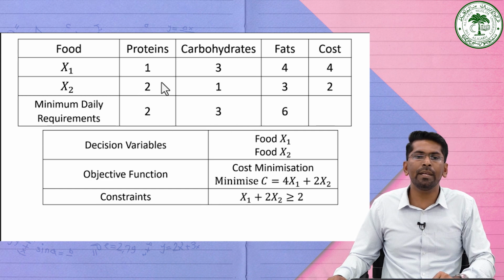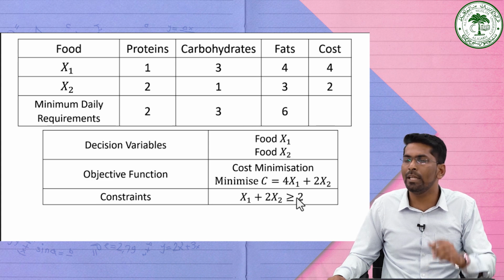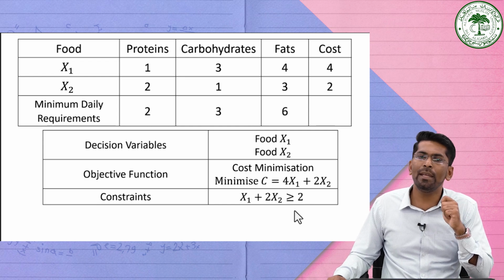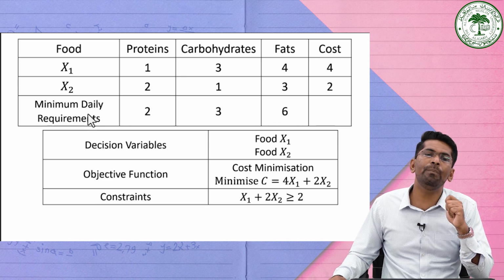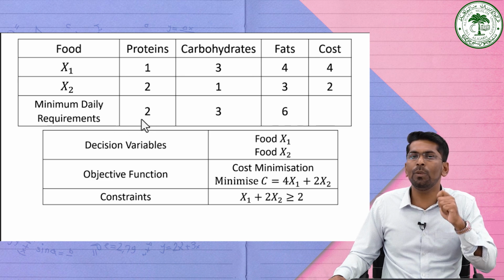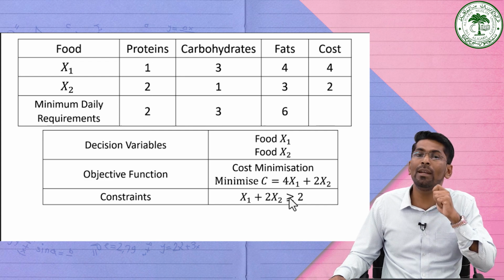So here I am constructing the first constraint: for protein, X1 contributes only 1 and X2 contributes 2x2, which is greater than or equal to 2. I am denoting here the term greater than or equal to. In the last example I showed less than or equal to, but here it is greater than or equal to. Why is it so? Because here our statement is minimum daily requirement. So minimum he should consume 2 units of protein, not less than that.